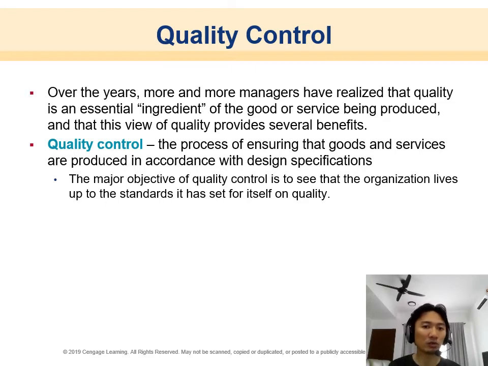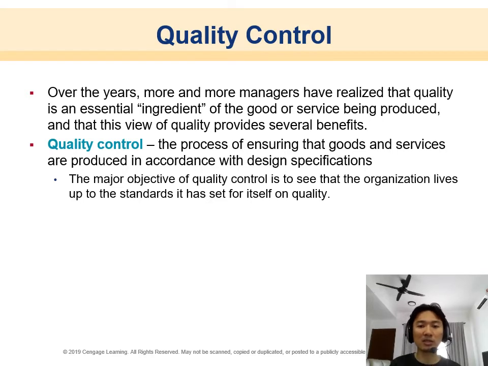Okay guys, in production, there's one important aspect that we cannot ignore. That is called quality control. Quality control is actually the process to ensure that the goods and services that we produce are meeting the design specification. So the major objective of quality control is to see that the organization lives up to the standard that they have set on quality.